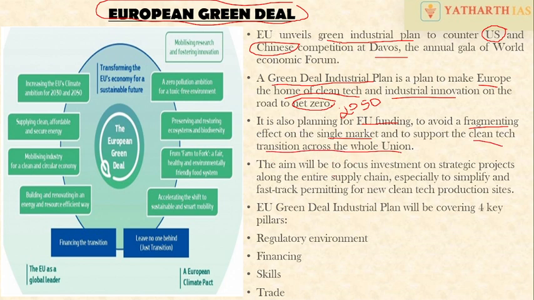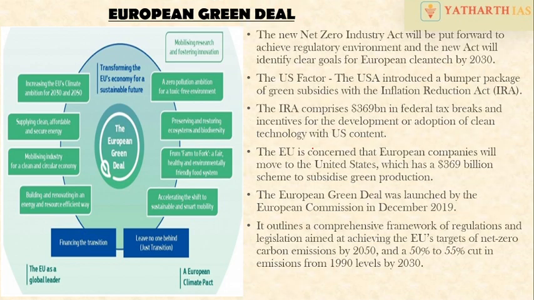The aim will be to focus the investment on strategic projects along the entire supply chain, especially to simplify and fast track permitting for the new clean tech production sites. So they cover 4 key pillars. One is the regulatory environment, second financing, skills and trade. So the new Net Zero Industry Act will be put forward to achieve the regulatory environment, and the new act will identify clear goals for the European clean tech by 2030.